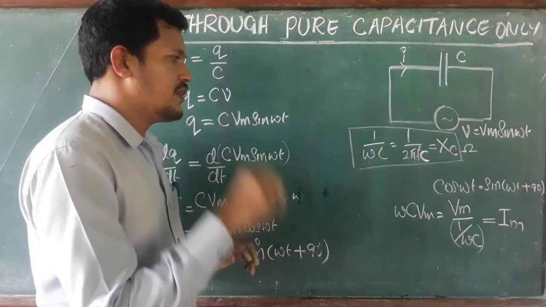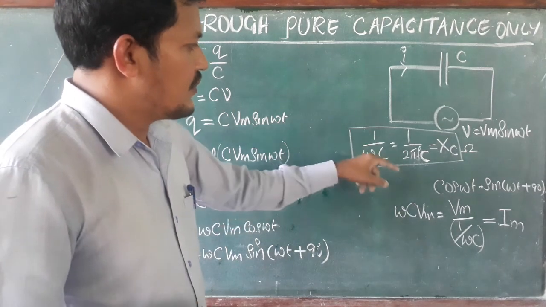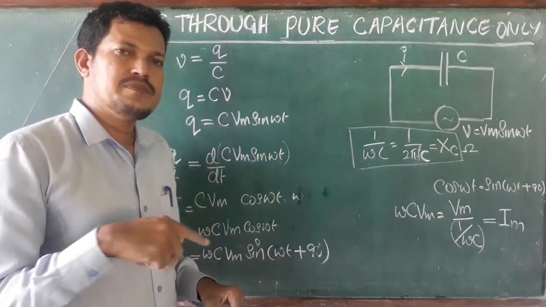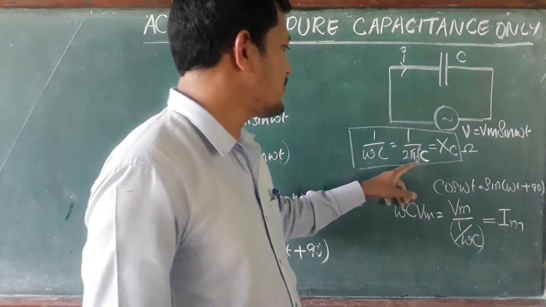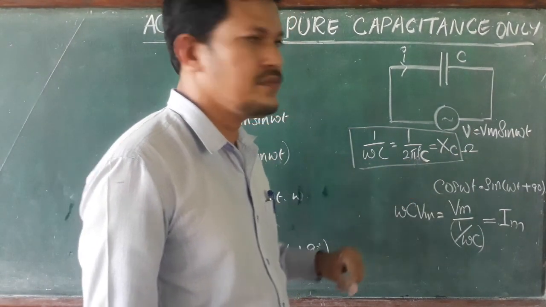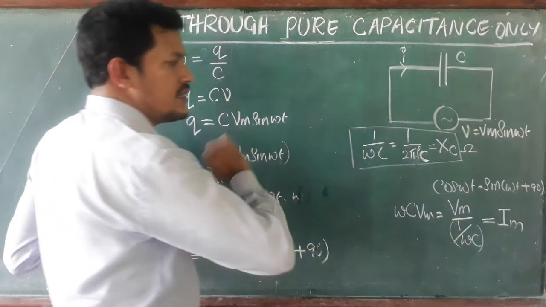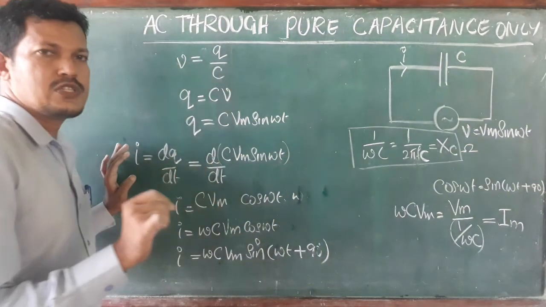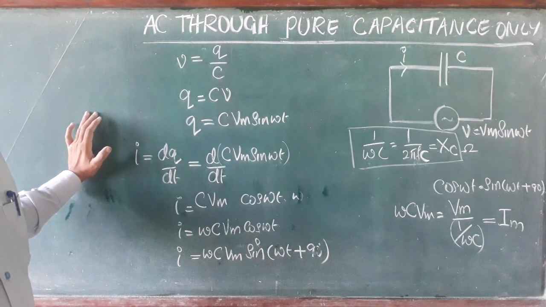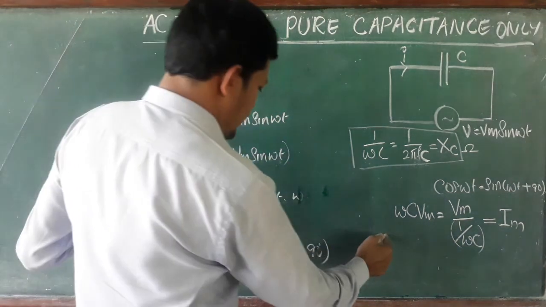So remember, frequency increases, capacitive reactance decreases. Frequency decreases, capacitive reactance increases. Clear? Here also we can discuss the DC value. Whenever frequency becomes 0, there is no capacitance effect in the DC circuit. In a DC circuit, we use the capacitor only to store the charge. Clear? So we got two expressions.